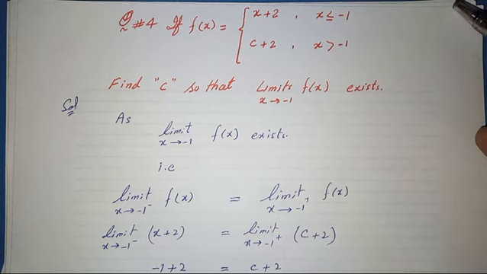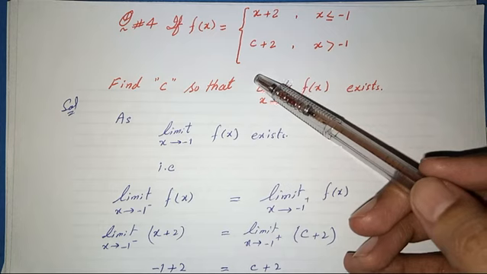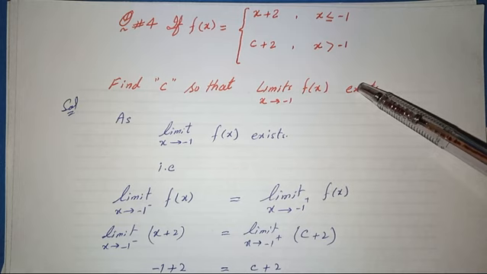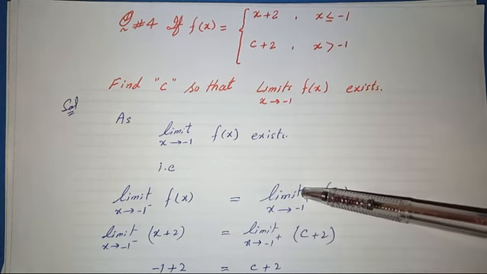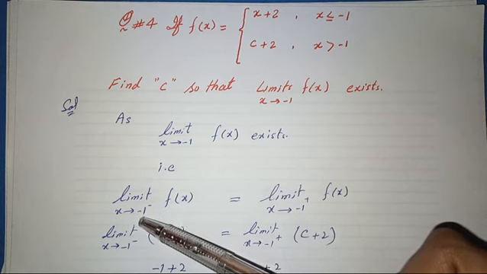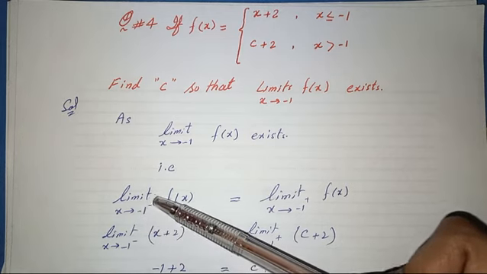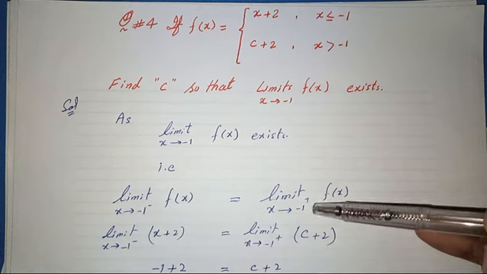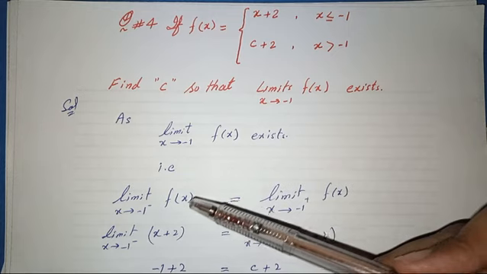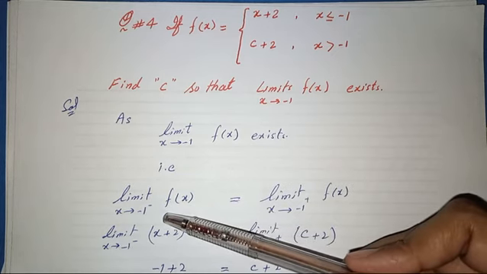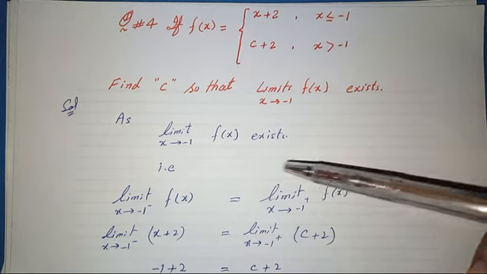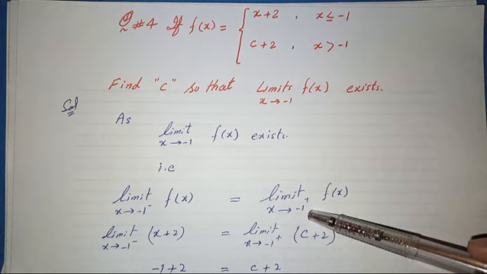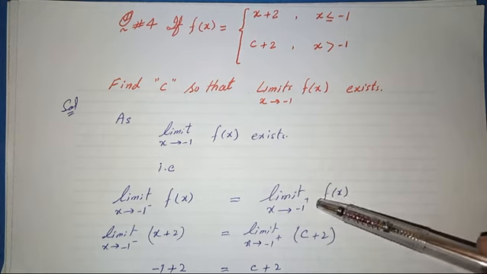Dear students, first of all there is need to understand the statement of the question. Find c so that limit x tends to minus 1 exists. It means left hand limit is equal to right hand limit. So write side by side limit x tends to minus 1 raised to power minus 1. This negative sign shows left hand limit, while the positive one shows right hand limit. So write on both sides, left hand limit on the left side and right hand limit on the right side: limit x tends to minus 1 minus is the left hand limit, limit x tends to minus 1 plus represents the right hand limit of f of x.